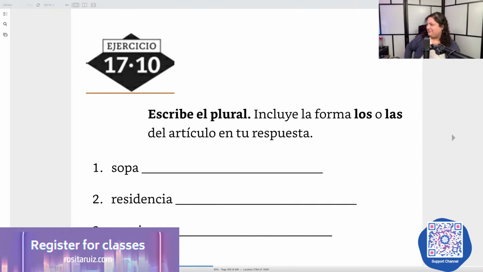Number 2. Yes. Good. Number 2, residencia, which means residence. How would I make this plural? Soup for English, that's correct.